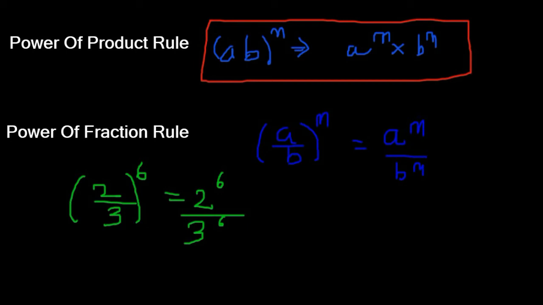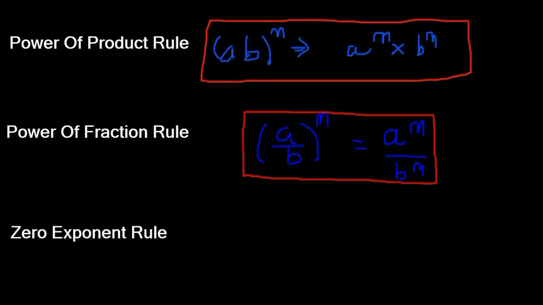Now let's get into the next rule. The next one is the zero exponent rule. It is a very uncommon rule. It is given by a power 0 is equal to 1. This is the zero exponent rule. Now let's look at an example.